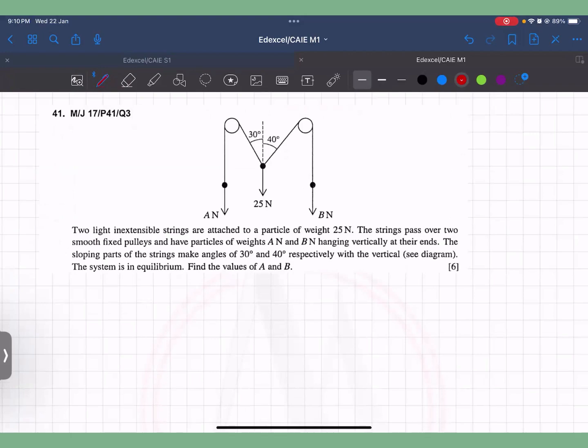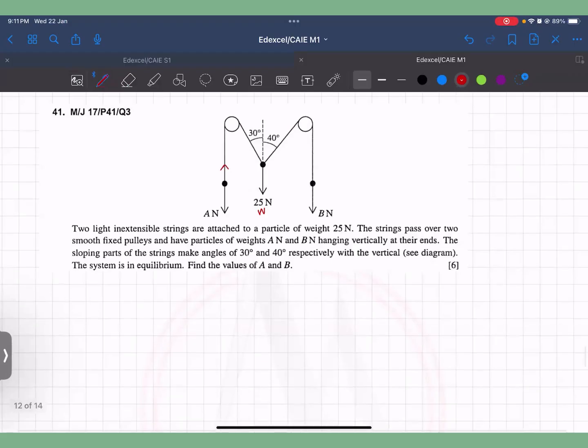So right now we have two light inextensible strings attached to a particle of weight 25. You can see this is the weight of the particle, and the strings pass over two smooth fixed pulleys. Look, this is one complete string, and this is another complete string. So there are two strings. They have particles of weight A and B. This is another particle of weight A, and this is another particle of weight B.